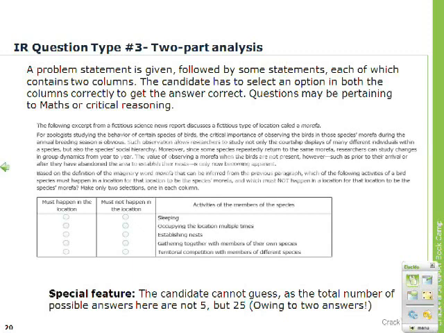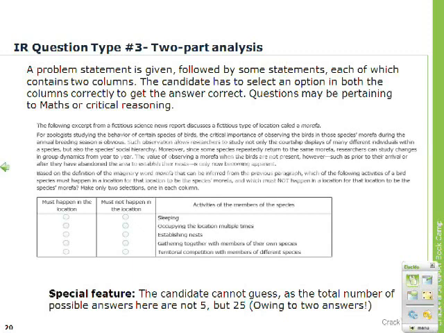Since some species repeatedly return to the same Morefa, researchers can study changes in a group dynamics from year to year. Value of observing a Morefa when the birds are not present, however, such as prior to their arrival or after they have abandoned the area to establish a nest, is only now becoming apparent. So, Morefa roughly translates to some place where they stay or something like that. Right? So, you can answer, must happen in the location, sleeping, etc. All these things can come in the two-part analysis.